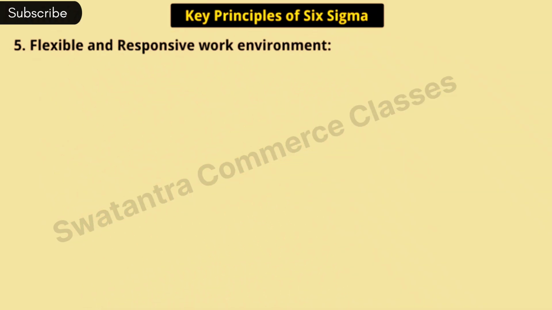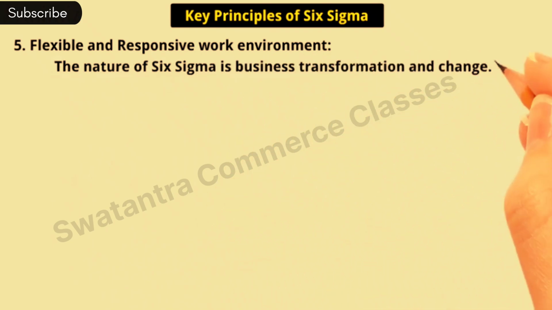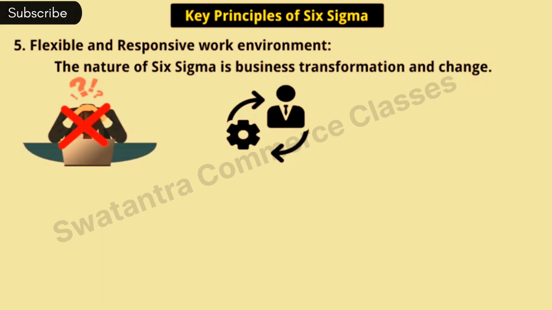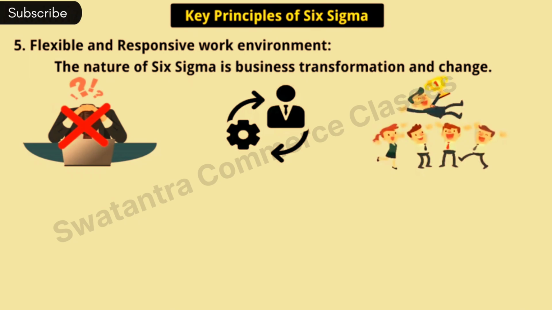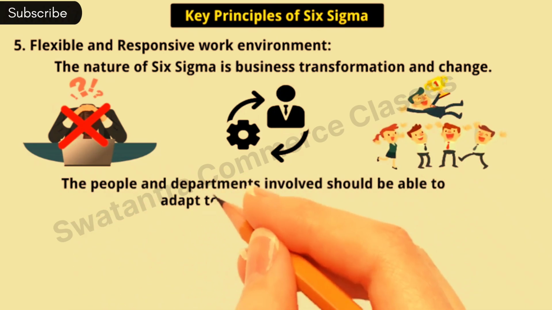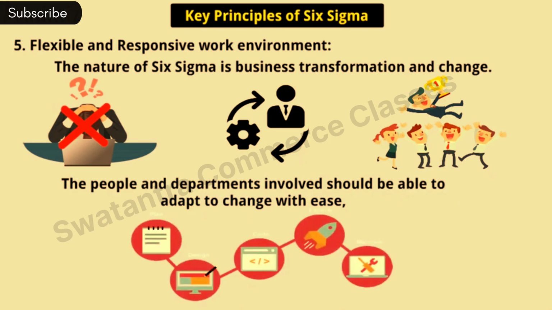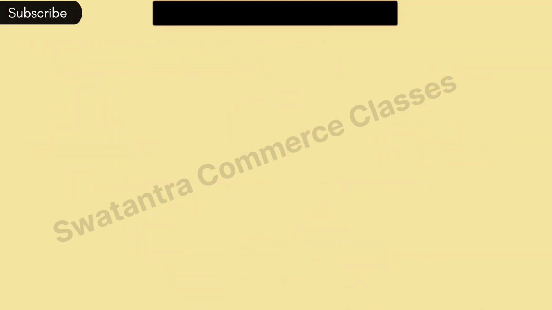Number 5, flexible and responsive work environment. The nature of Six Sigma is business transformation and change. When a faulty or inefficient process is removed, it calls for changes in the work practices and employee approach. The people and departments involved should be able to adapt to change with ease. So to facilitate this, they should design processes for quick and seamless adoption.